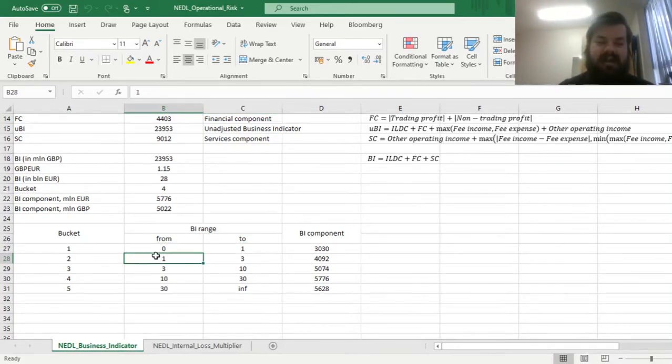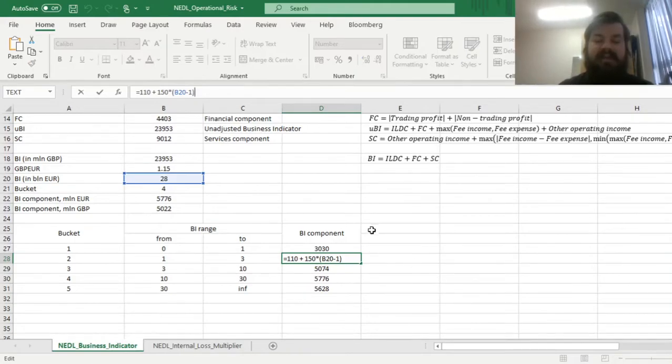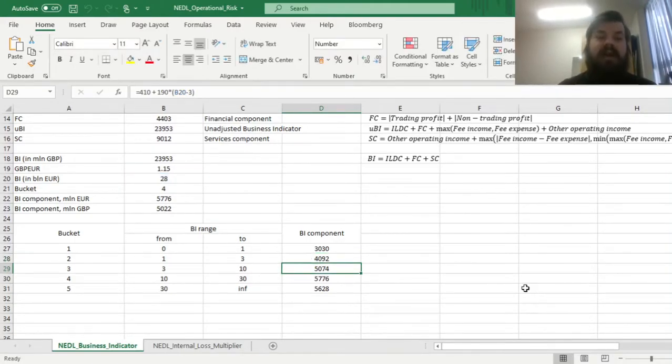And then the formulas of the calculation for the business indicator component differ. It's just a linear function with an ever increasing slope, as we can see over here. It differs from bucket to bucket. So this function is calibrated so that it's continuous and that its slope increases when you move from lower buckets to higher buckets.